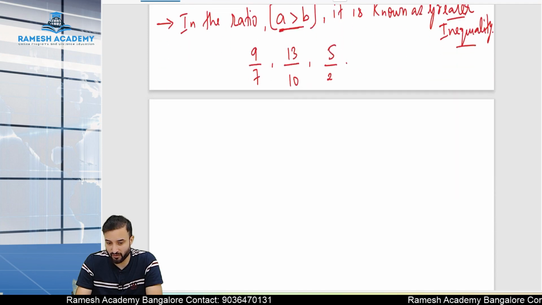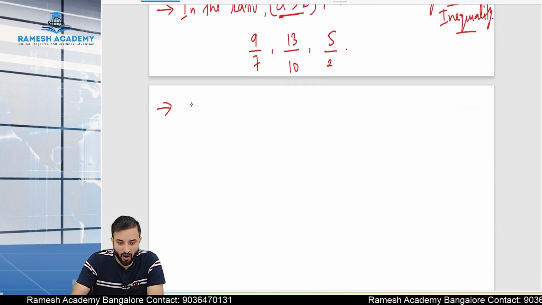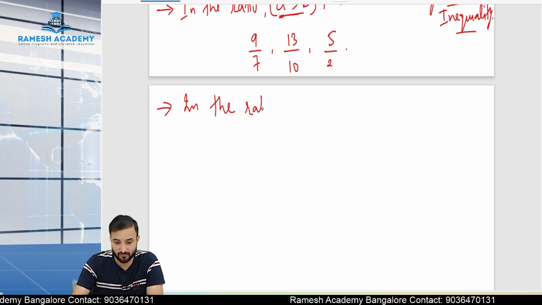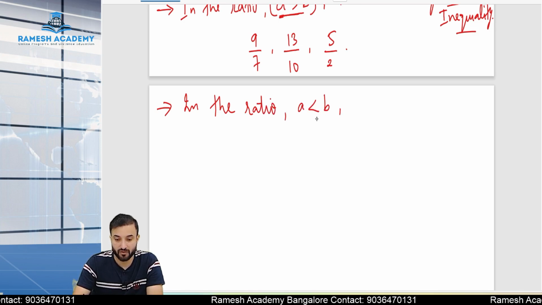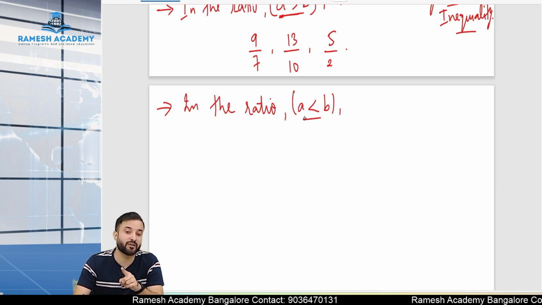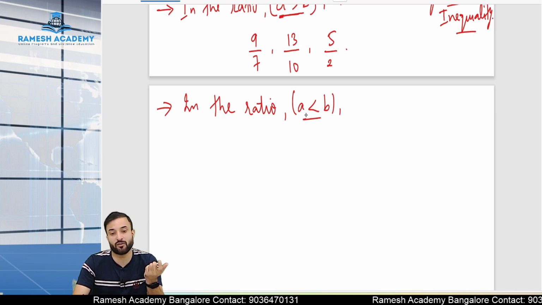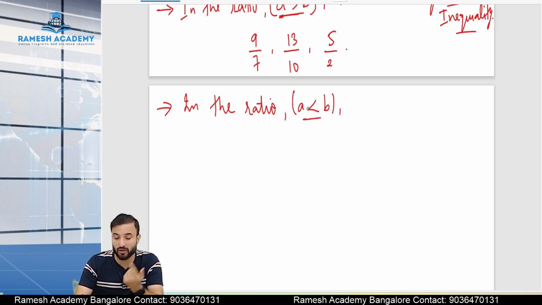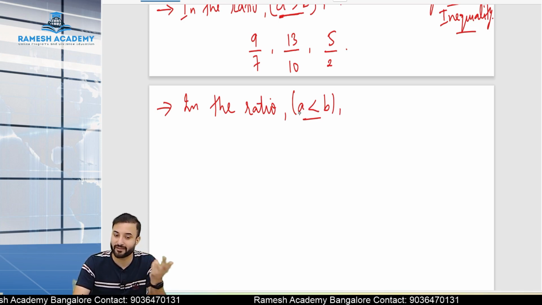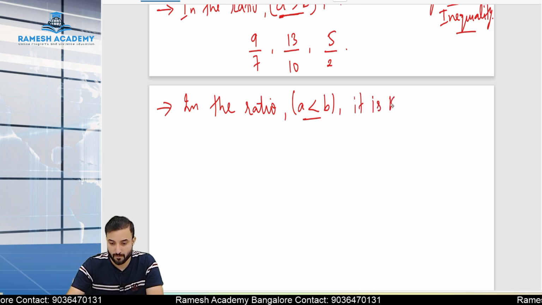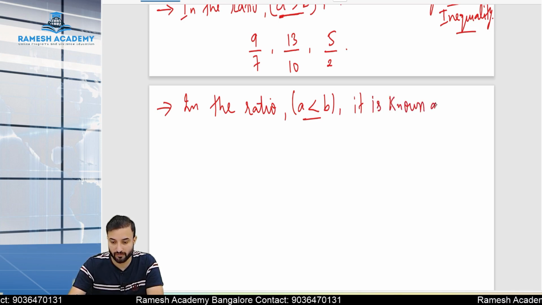Same thing is next. In the ratio, if A is lesser than B, meaning numerator is smaller than denominator, or denominator is greater than numerator, or antecedent is smaller than consequent, or consequent is greater than antecedent, what will happen?